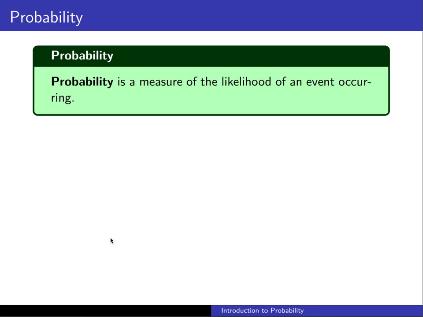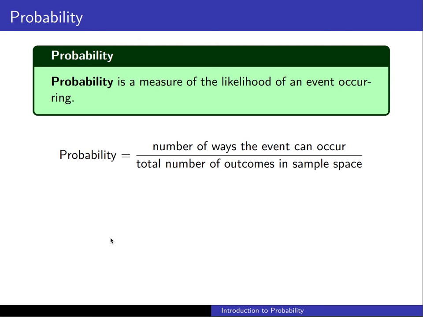All right, so probability itself is the measurement of the likelihood of an event occurring. With probability, essentially it's a ratio of the number of ways that the event can occur divided by the total number of outcomes in the sample space.